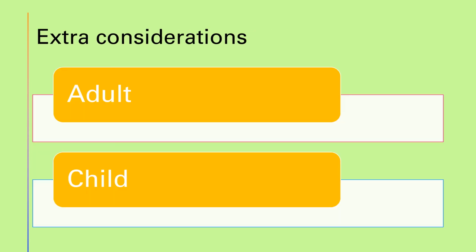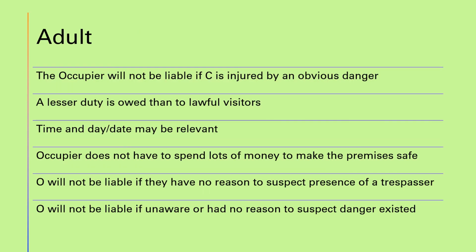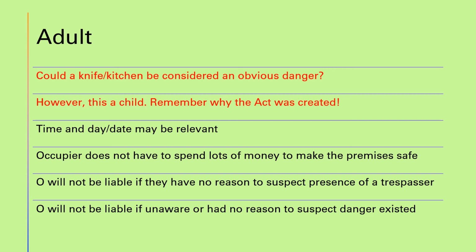And so we then need to consider the considerations. So reasonable on the face of it, but let's consider other factors. Now for adults, the occupier is not liable if it's an obvious danger. Well, it's an obvious danger to most people, but Bart is 10. So the argument here is maybe it's not that dangerous to him. Maybe he thinks a kitchen is a place where you make sandwiches, which he did. We've also got the concept that lesser duties are owed than to lawful visitors, so we owe them less care, but it's a child. So remember why the act was created.